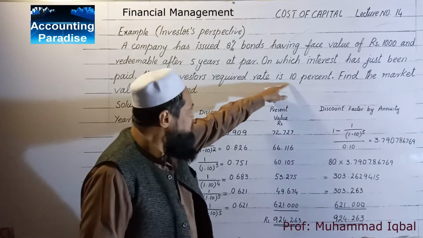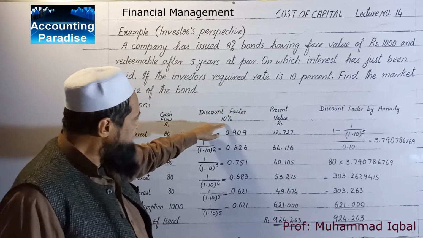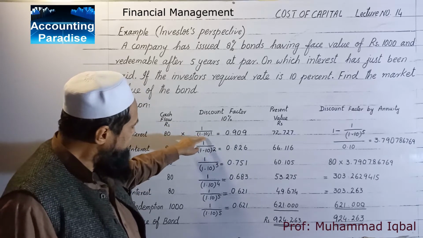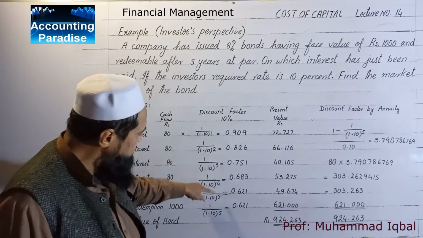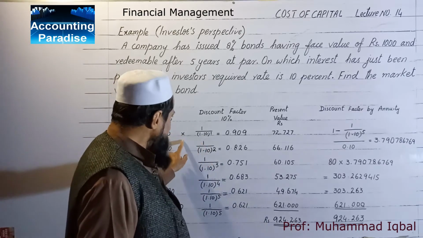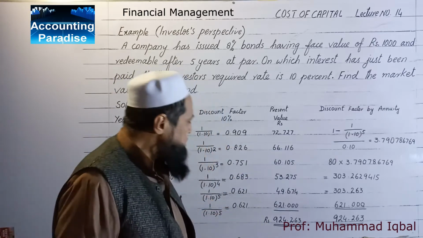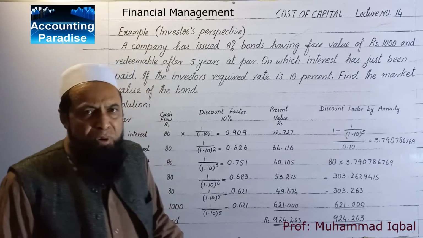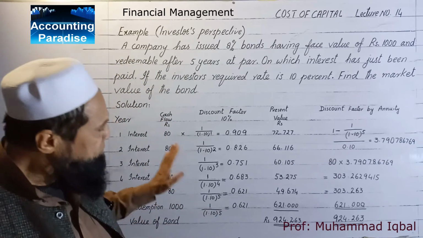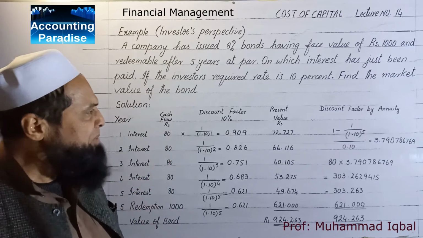As the required rate is 10%, the present value factors at 10% are these. How to calculate: 1 over 1.1 raised to the power 1, 2, 3, 4, 5 and 5. When we multiply this, we get the present values, and the total value comes to 924.26 paisa.